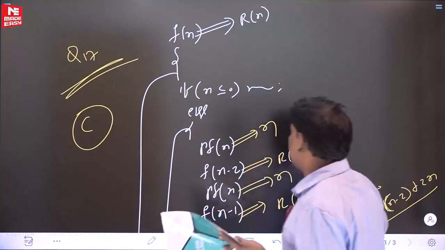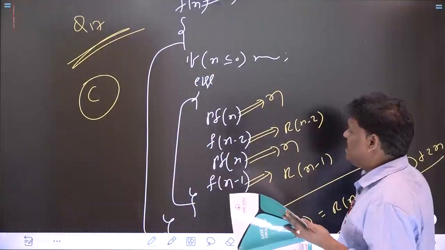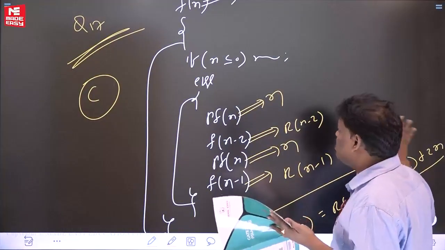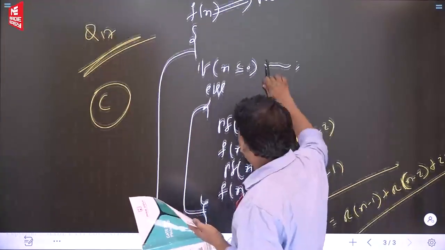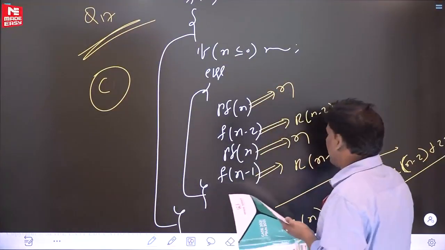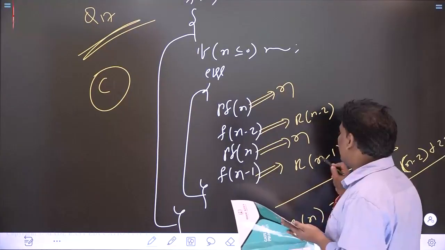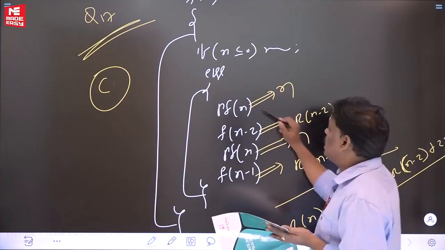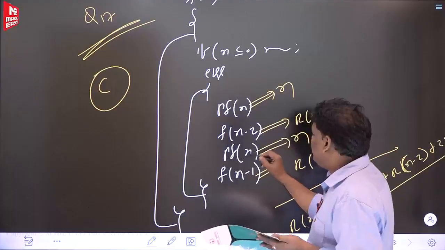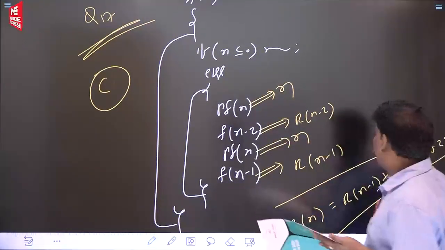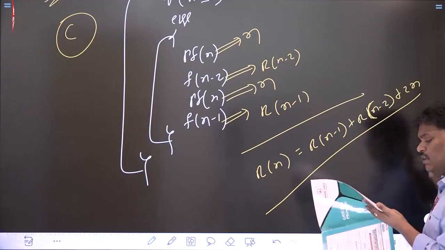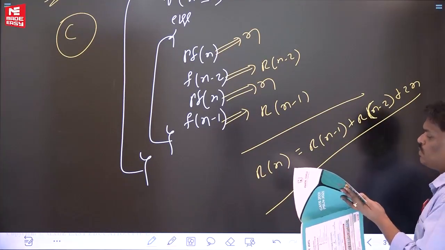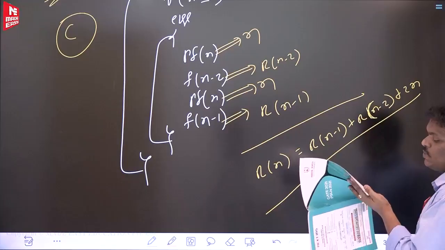Now suppose the question is like this: R of n is number of additions. Then what is the answer? F of n number of additions are R of n. F of n minus 2 number of additions are R of n minus 2. F of n minus 1 number of additions are R of n minus 1. Because here no addition, 0. Finally R of n minus 1 plus R of n minus 2 plus 0. Zero means nothing there. Then the answer is going to be option A. If additions, answer is option A.